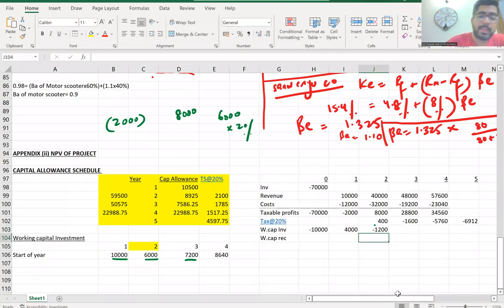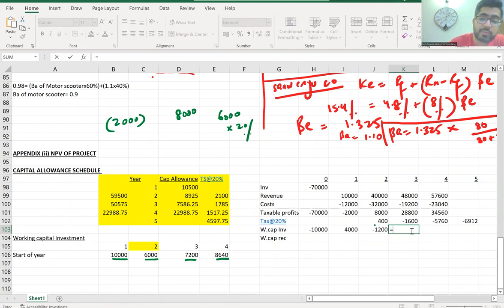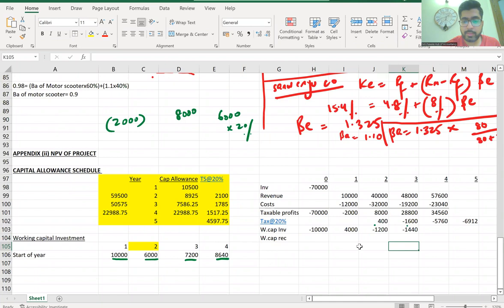Okay. And at the start of year four, that means end of year three, you need 8,640. How much do you have? You had 10,000 invested, pulled back 4,000, so left with 6,000, then invested 1,200 more, 7,200. But now you need 8,640. What will you do? Inject 1,440 more. Okay. All 4 years working capital is done.